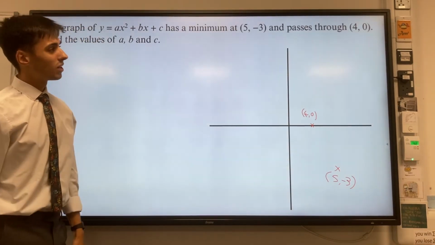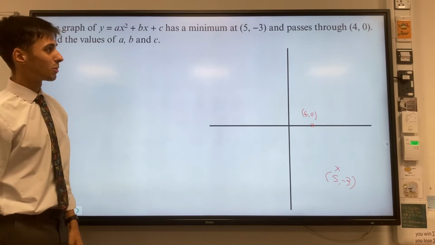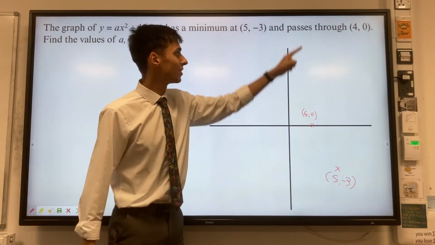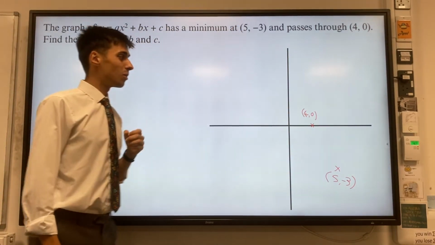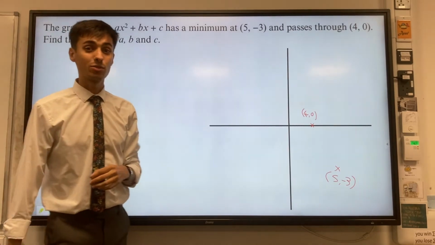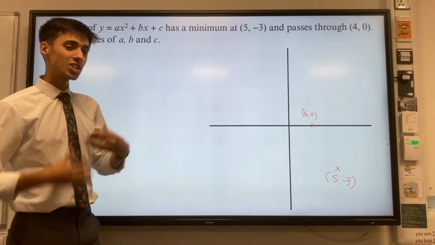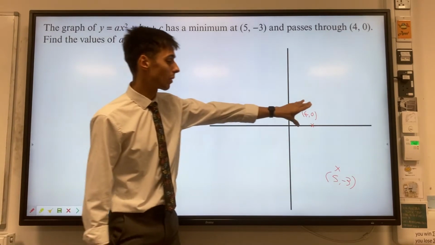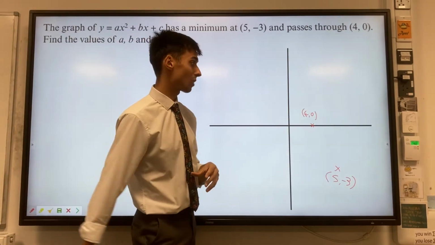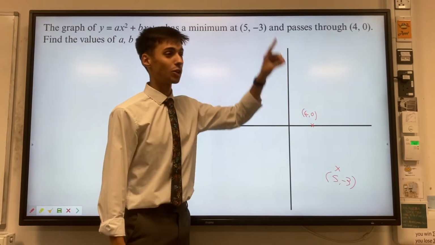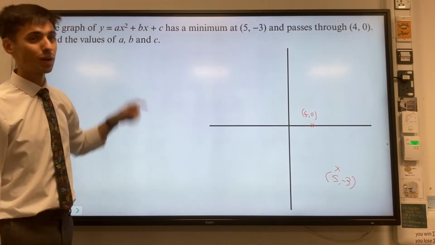Well, we're a bit stuck now then, aren't we? Because we've got a minimum point and one root. Well, we'd like to know where the other root is for our quadratic. And actually we can get there from a bit of thinking about the properties of parabolas, aka the nice curvy shapes that quadratic graphs are.